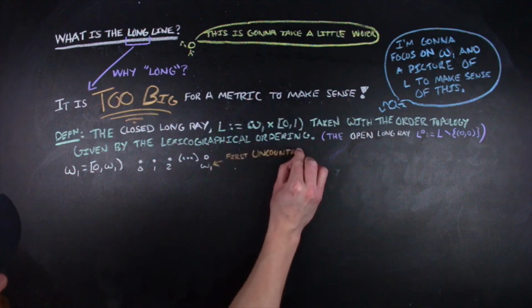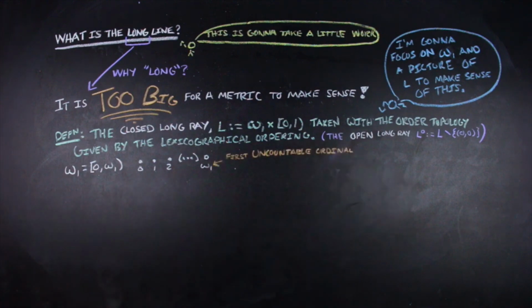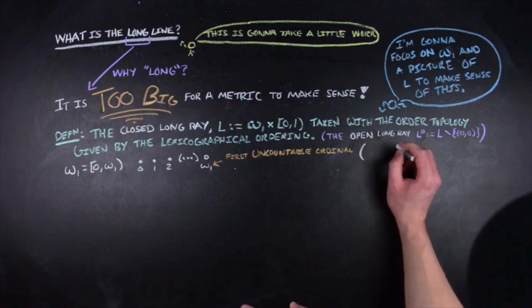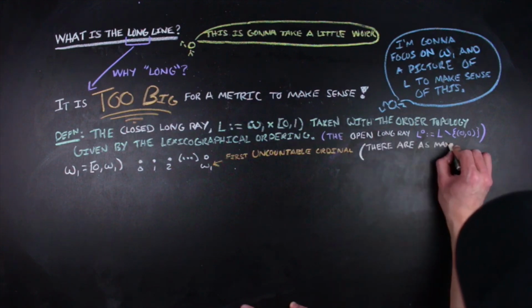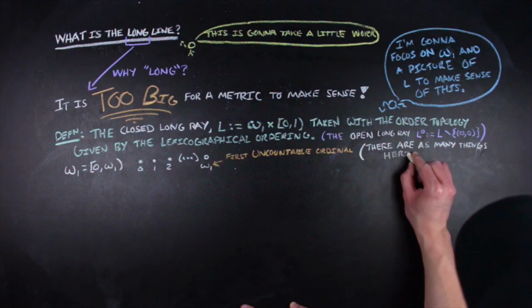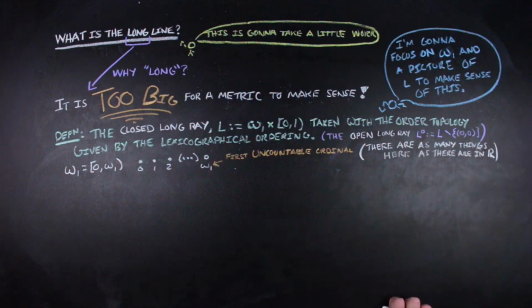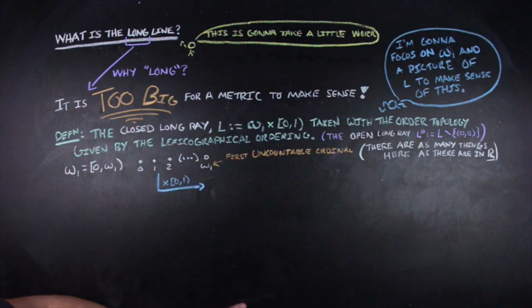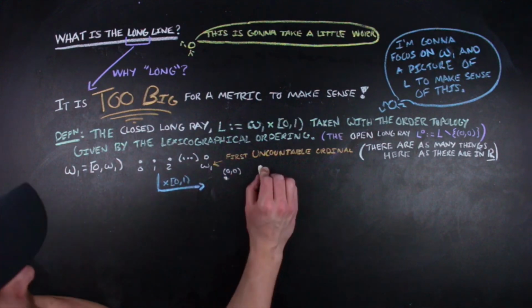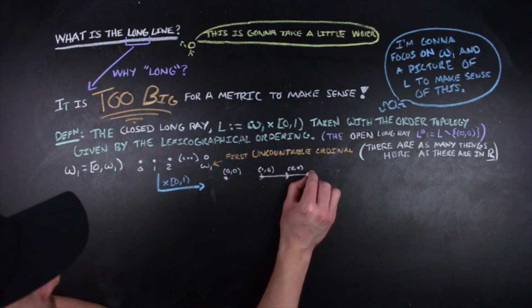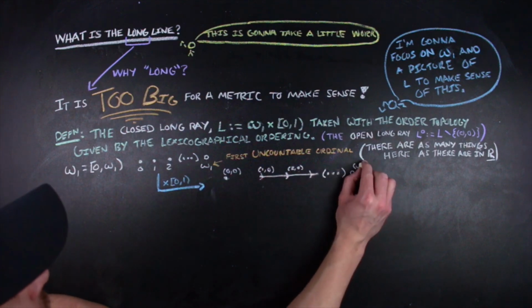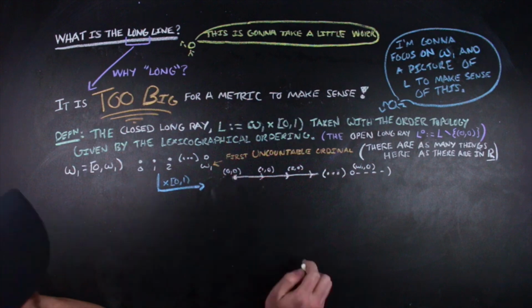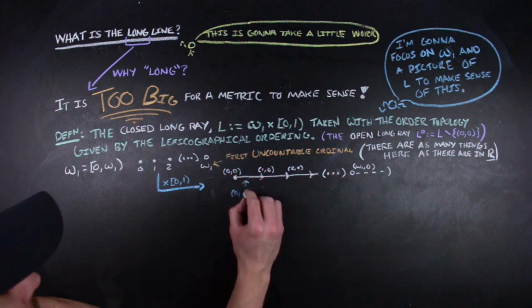Now, omega 1 is the first uncountable ordinal. So the intuitive way to think about this is that there are as many things in the set that corresponds to omega 1 as there are real numbers. And so when we go ahead and cross that with the half-open interval from 0 to 1, not inclusive, what we end up getting is this sequence of unit intervals that are stitched together.